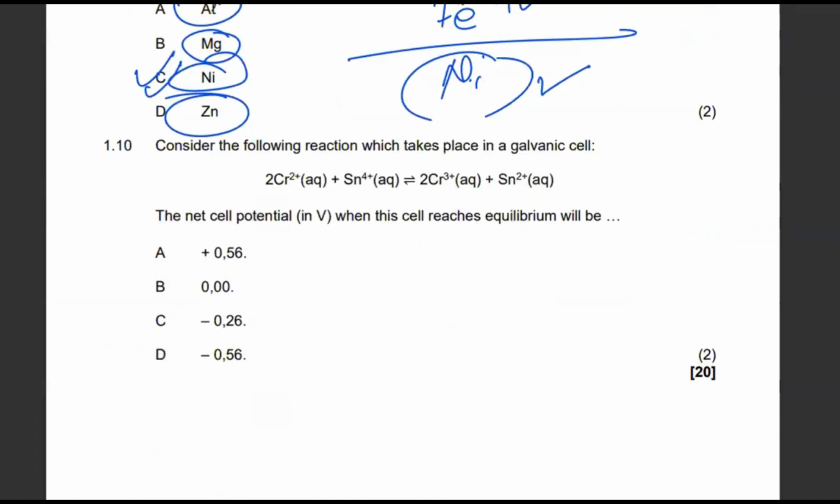Then they are saying to consider the following reaction. You have chromium 2, then tin 4, then chromium 3, tin 2, whatever. The net cell potential when this cell reaches equilibrium is automatically supposed to be 0 if the substance is at equilibrium. That's why your batteries cannot. So B becomes the most correct answer.